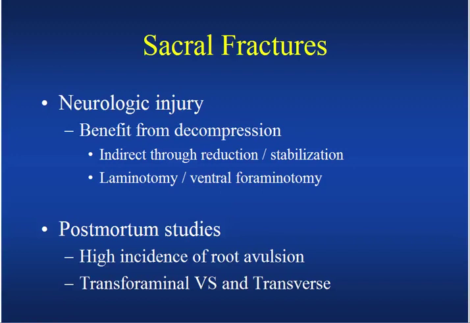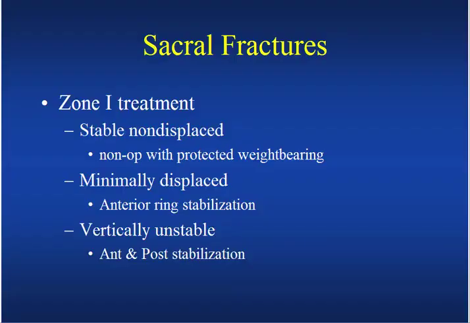Postmortem studies have shown a high incidence of root avulsion with transforaminal vertical shear and transverse type fracture patterns of the sacrum. The treatment of zone 1 injuries, if it's stable and non-displaced, you treat them non-operatively with protected weight bearing. If it's minimally displaced, you can consider stabilization of the anterior ring if the symphysis is disrupted or you have a significant ramus fracture. The vertically unstable fractures should be treated with both anterior and posterior stabilization of the pelvic ring.